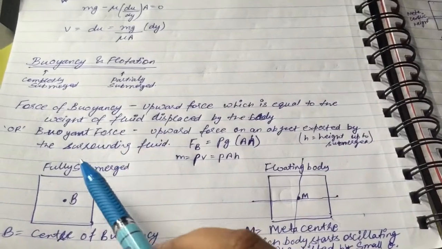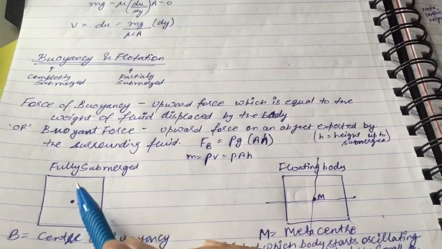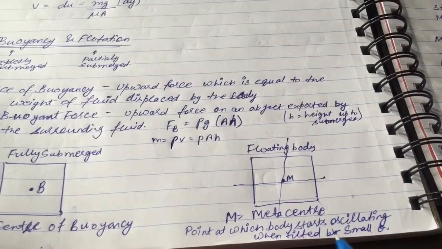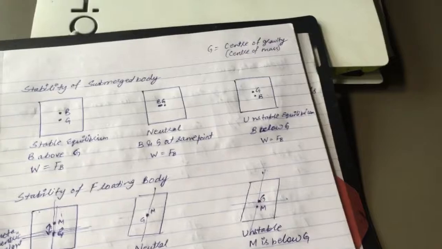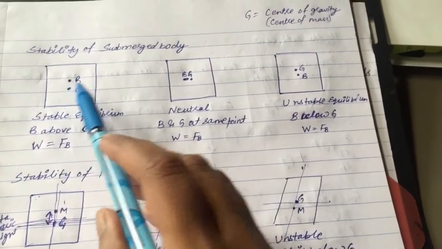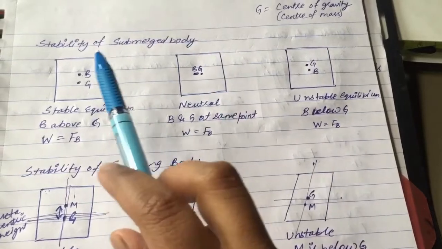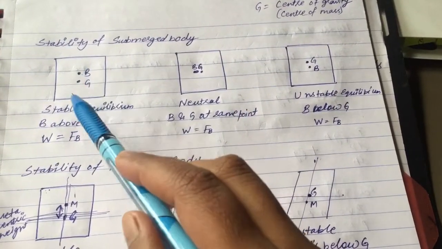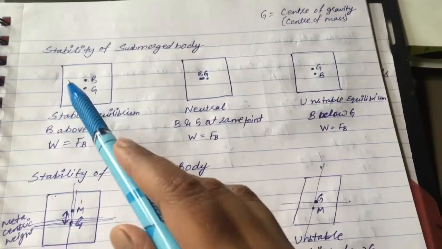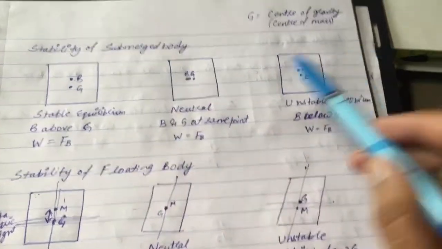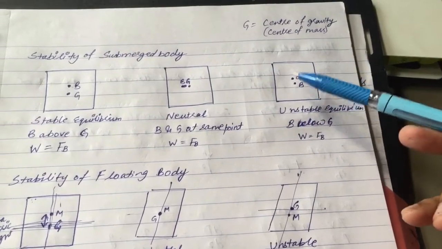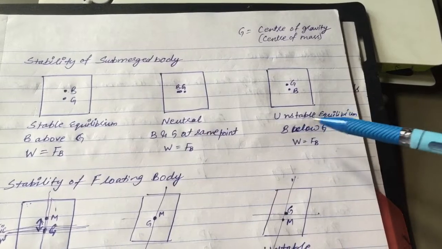Then for a fully submerged body, B is the center of buoyancy, and for a floating body, M is the metacenter, the point at which the body starts oscillating when tilted by a small angle. Then for stability of a submerged body, B we know is the center of buoyancy, G is the center of gravity or center of mass. For a stable equilibrium, B should be above G. In all the cases, weight is equal to buoyant force of the body. So for stable equilibrium, B should be above G for a submerged body. When B and G are at the same point, it is neutral equilibrium. And if G is above B, it is unstable equilibrium.